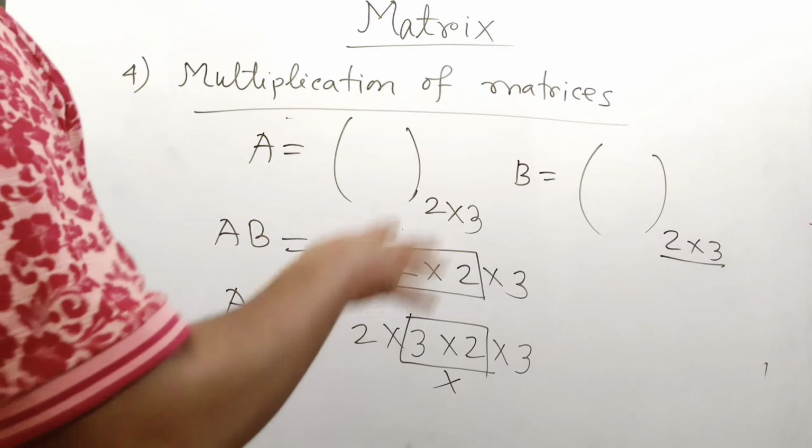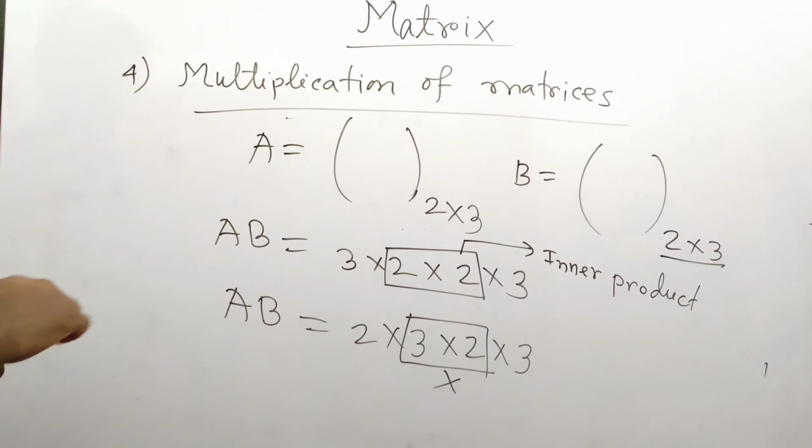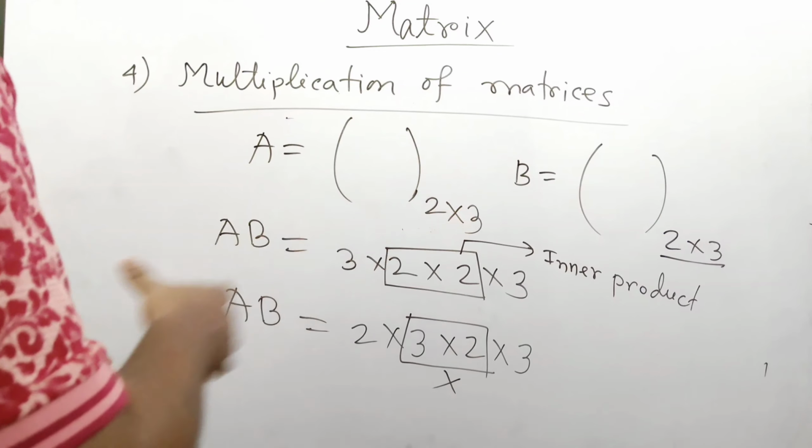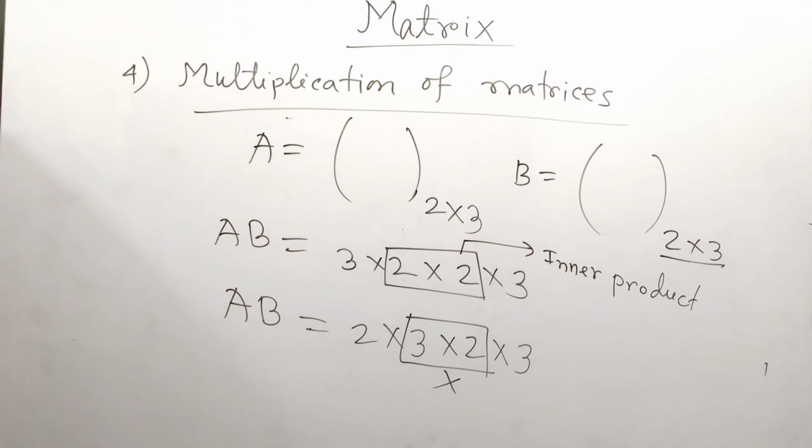So keep in mind, this is called the inner product. If the inner products of two matrices are the same, then you can multiply the two matrices. If the inner products are not the same, then you can't do the multiplication. So when two matrices are given, you first check the inner product. If the inner products are the same, then you can do the multiplication. Otherwise you can't. This thing you must know when you do the multiplication.